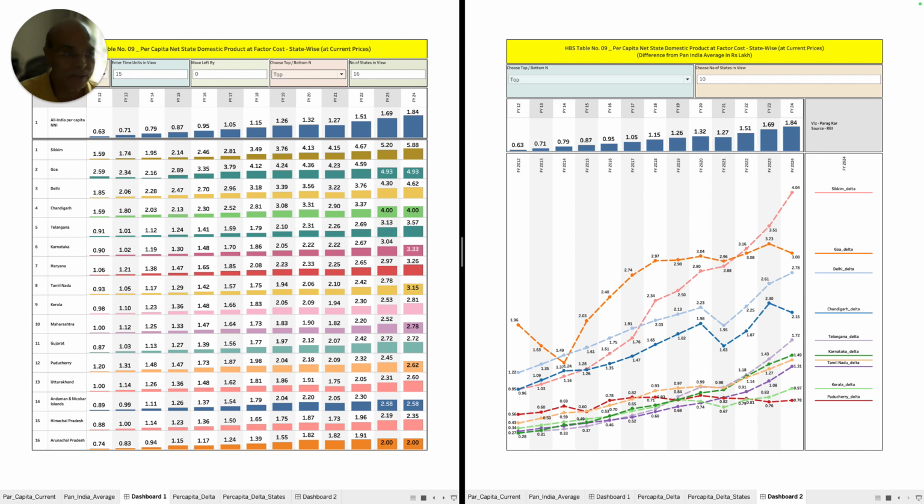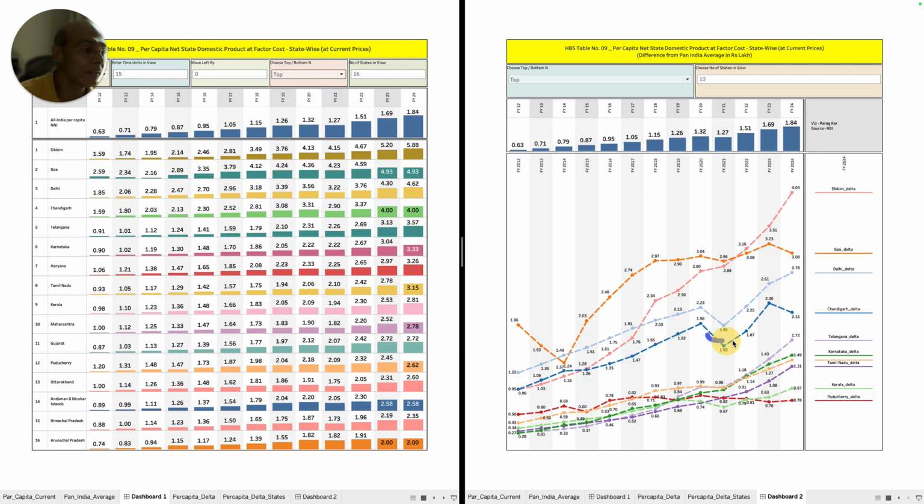Now Sikkim is on the top, and if you subtract 5.88 from minus 1.84, you will get this number, 4.04. So that's the delta. You will find that Sikkim has been moving like this, 1.96, and it is going like this. So this is the trend of Sikkim, right? Then we have Goa, the next. It is doing like this. Then we have Delhi, right? So these are the states which have actually done very well.